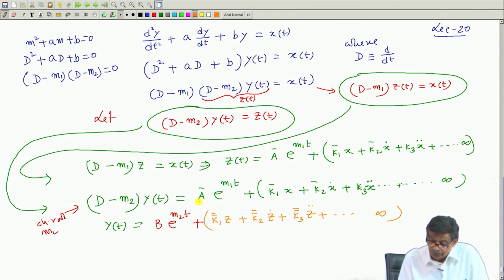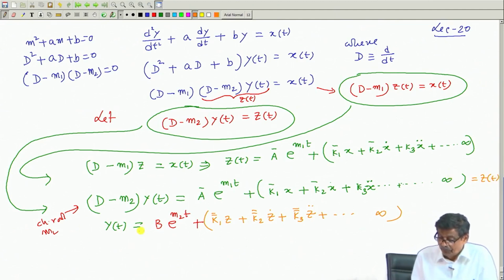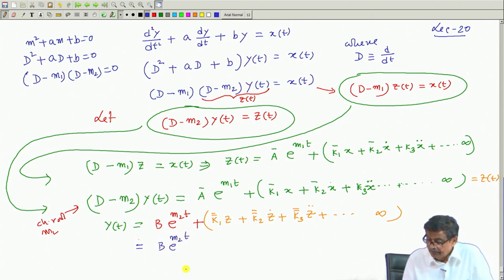Now, I have to put for z t, this one is z t, is not this whole thing on the right hand side. So, what it will be? Then the solution will be b into e to the power m t 2, that is fine. Now, this whole thing you have to multiply with this k 1.